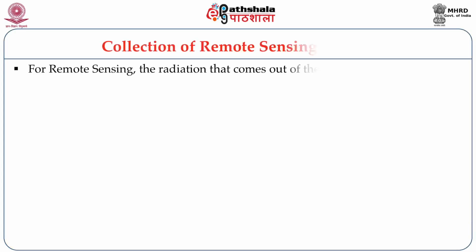Now let us see how this electromagnetic radiation, the reflected radiation, is collected. Let us learn how the collection of the remote sensing data happens. For remote sensing, the radiation that comes out of the feature is more important. That is, the radiation coming out of the object is more important than even the radiation falling on the object itself.